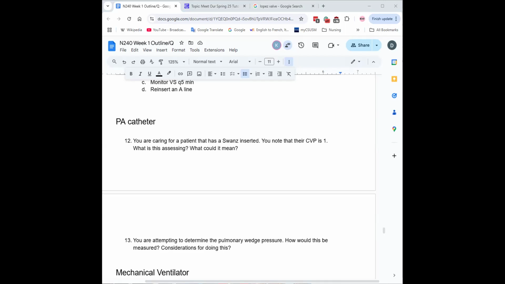Cool beans, guys. Number 13, you're attempting to determine the pulmonary wedge pressure. How would this be measured, and what are some considerations when you do this? Yeah, this is something that we did not talk about. Sure, it's measured with a Swan. Did we not talk about Swans? I thought you did. I remember hearing wedge pressure a few times. Yeah, we did. I mean, we talked about it.